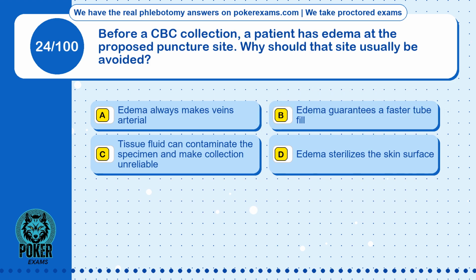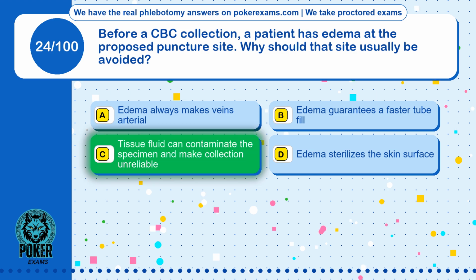Question 24. Before a CBC collection, a patient has edema at the proposed puncture site. Why should that site usually be avoided? Option A, edema always makes veins arterial. Option B, edema guarantees a faster tube fill. Option C, tissue fluid can contaminate the specimen and make collection unreliable. Option D, edema sterilizes the skin surface.